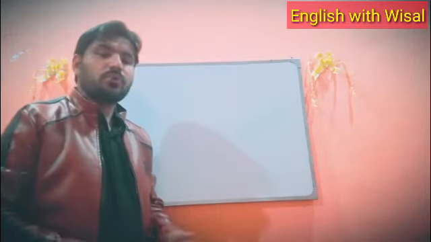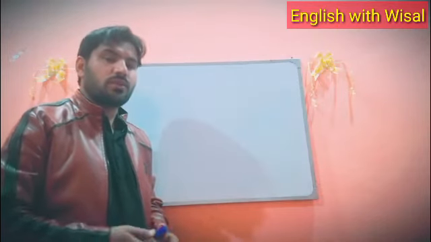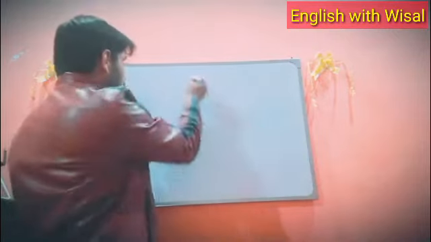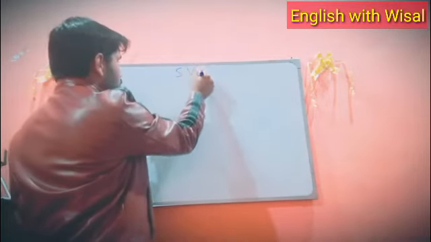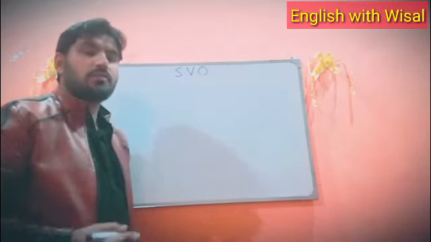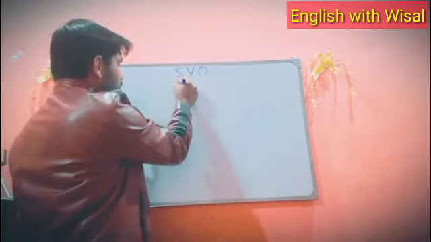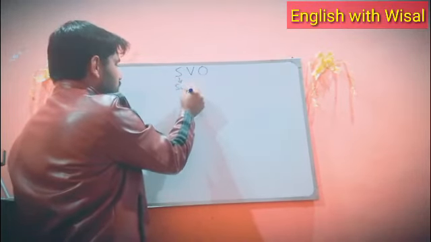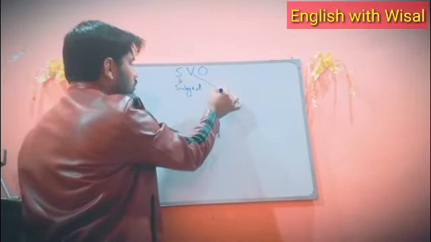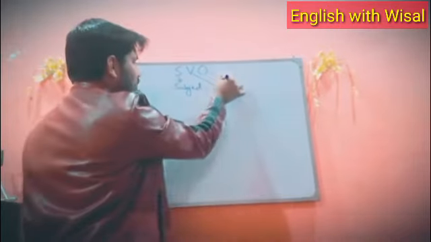Hello viewers, in this video I'm going to talk about the subject, verb and object. We also call it SVO structure. SVO. So what do we mean by SVO? S means subject. V means verb. And O means object.